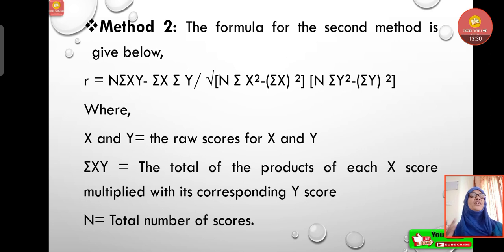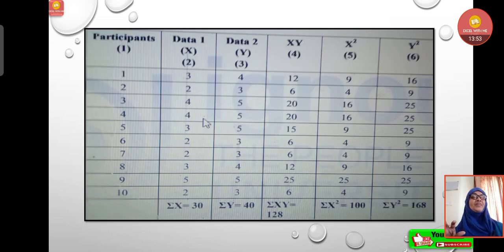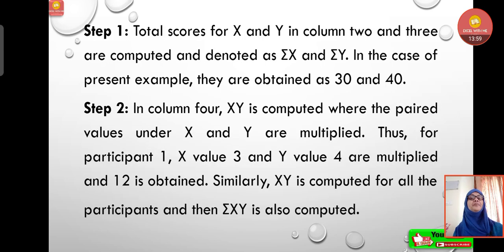Now let's see method 2. The formula is given here. You can pause and please note down the formula, and you can also easily understand what these denote. In this method, the deviations from the mean are not computed. Instead, raw scores are used to compute r. Let us understand this method and the steps involved in it with the help of the example used earlier for calculating r. You can pause here, note down the table, then you will understand the data easily.